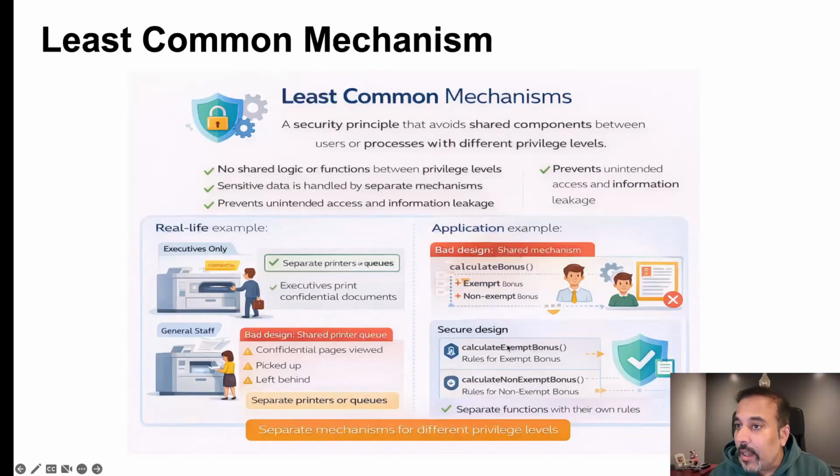In terms of the least common mechanism, what you need is to separate out these two functions. The first function will be calculate exempt bonus, and the second one is calculate non-exempt bonus. In that way, you are 100% sure they both enforce their own rules and access checks. So you don't mix up the logic of both functions in one function. That's where this least common mechanism security concept comes in.